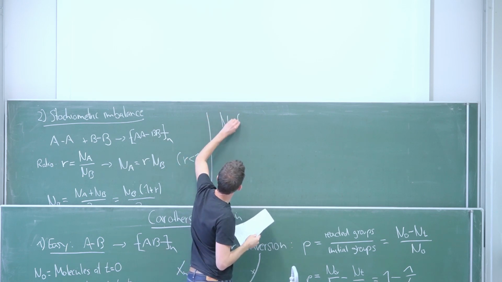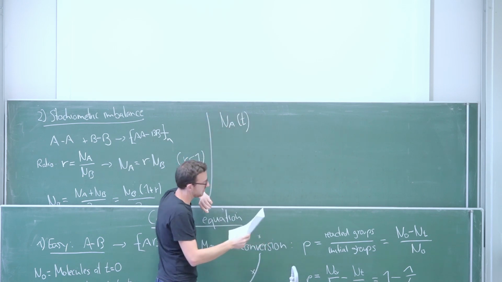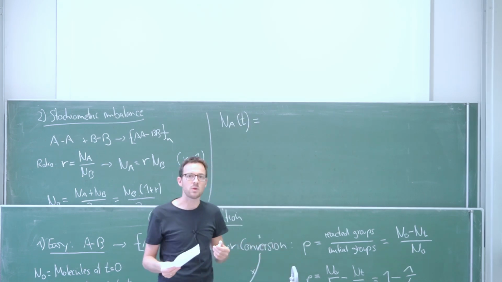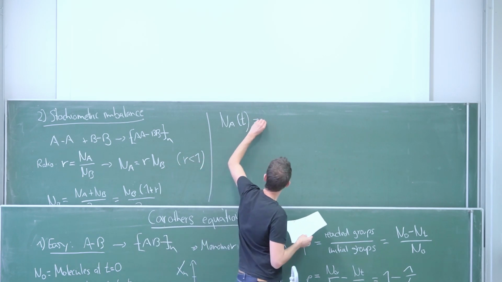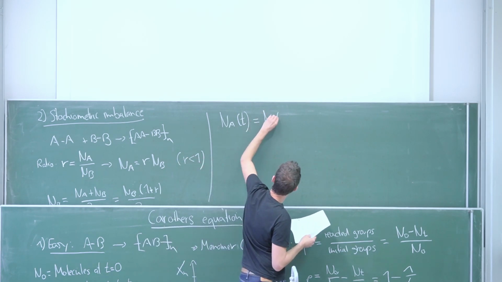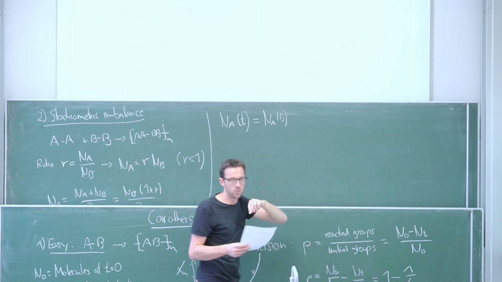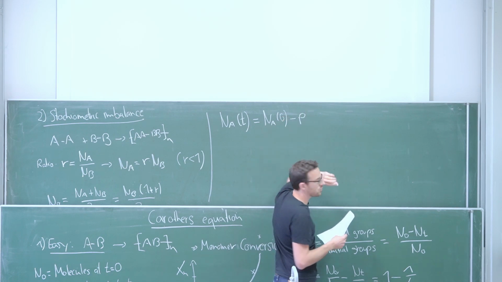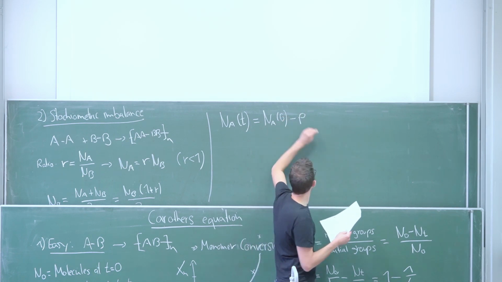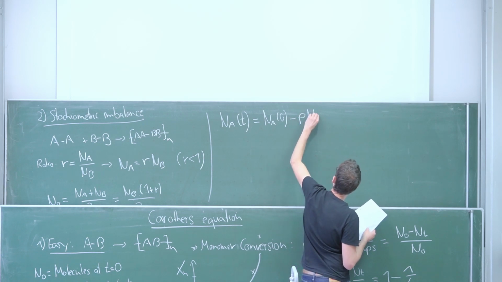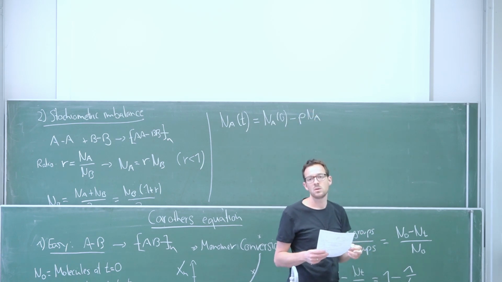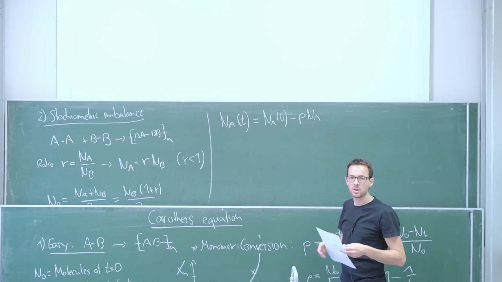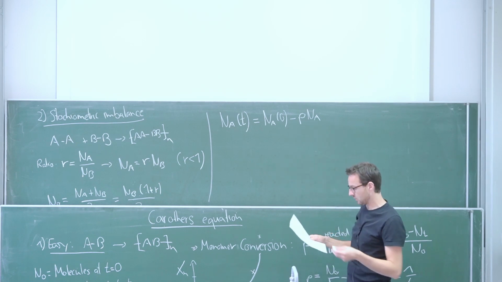Start with the number of functional groups A at a certain time t. This is first fairly simple. We look at the number of groups A that we had at the beginning, and then we subtract all the groups that have reacted. P is the degree of conversion of groups A times Na. This gives us the total number of groups that have reacted. So this is Na of 0, the functional groups that were there, minus the ones that have reacted.